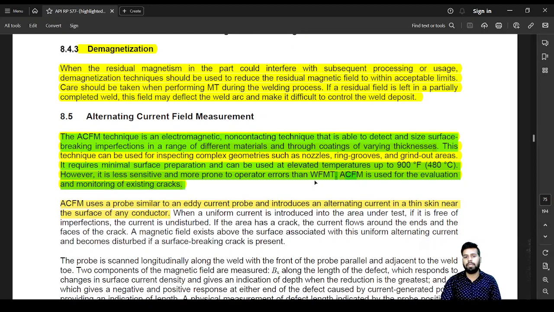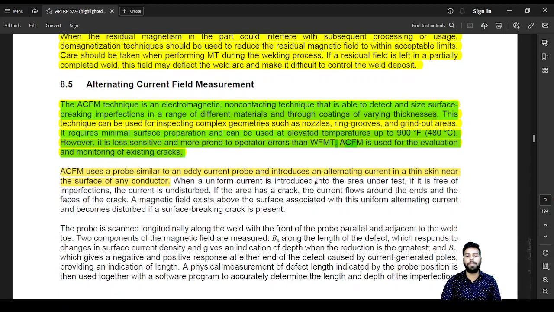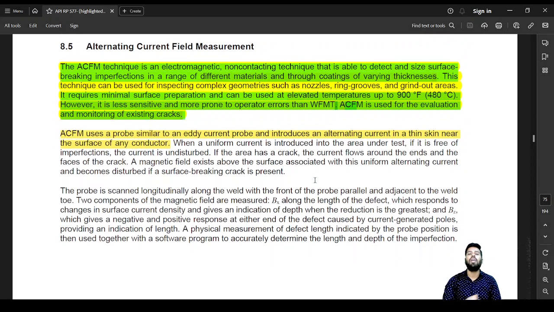The next technique that we can use is ACFM. Not widely used, but again, it is a possibility that it can be used. ACFM is a sub-technique of the electromagnetic method. It is a non-contact technique that is able to detect and size surface breaking imperfections in a range of different materials and through coating of various thicknesses.